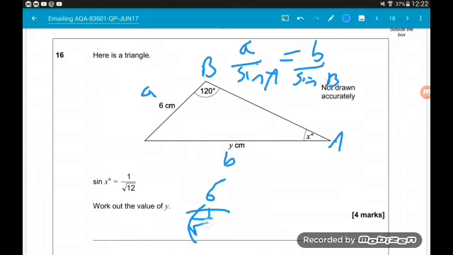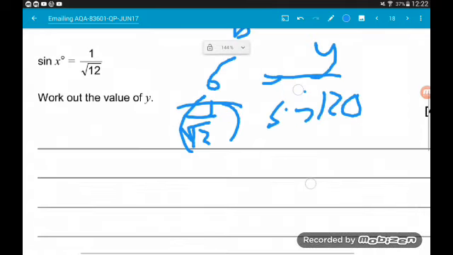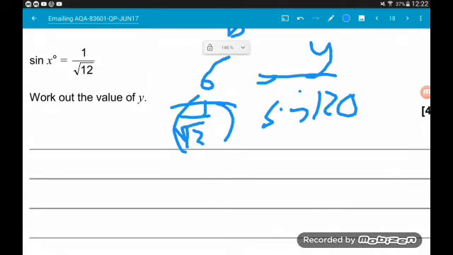So 6 over 1 over root 12 is equal to y over sine 120. So this is what we're playing with. You can figure out the triangle now. Now 6 divided by 1 over root 12.